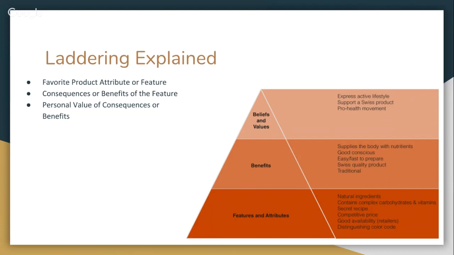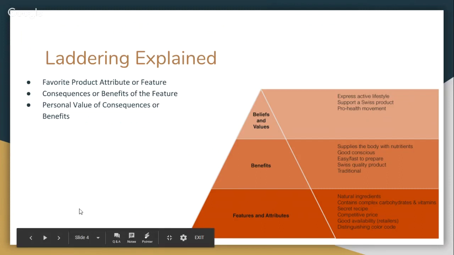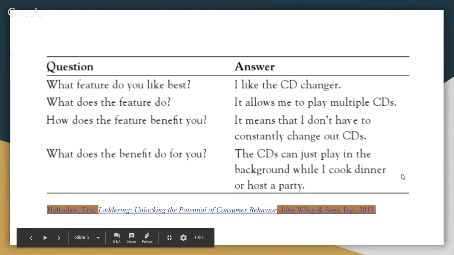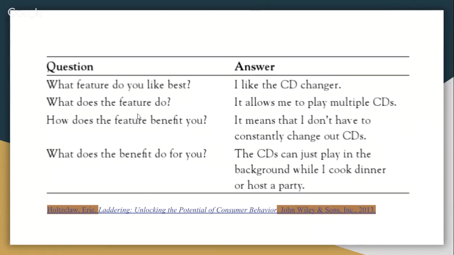Some example questions are, why is this important to you? What does it mean to you? What is the meaning of this product having this attribute? In reference to a specific product, a CD player, for example, it would look like what we have on this slide. You can see how questions 2, 3, and 4 are all follow-up questions to the first question, what feature do you like best?